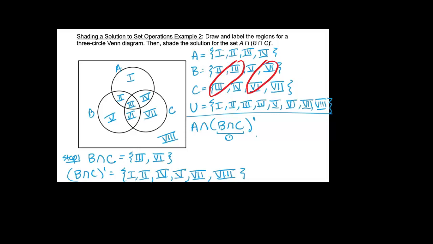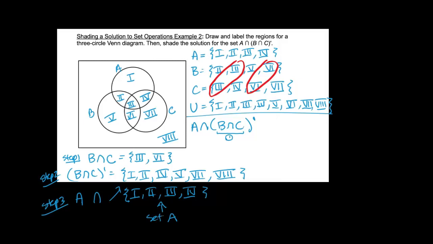And then the last step, so that was step 2, and then step 3 is I'm going to intersect A with that set. So A intersect this set right there. So what I can do is I can actually write A right below it. So A has regions 1, 2, 3, and then 4. Okay, so this is set A.